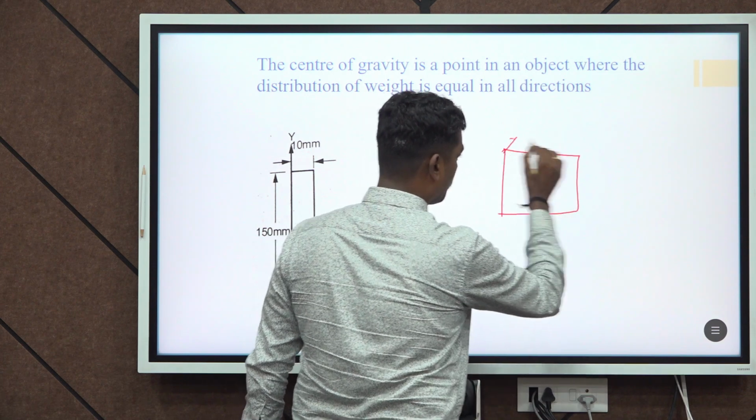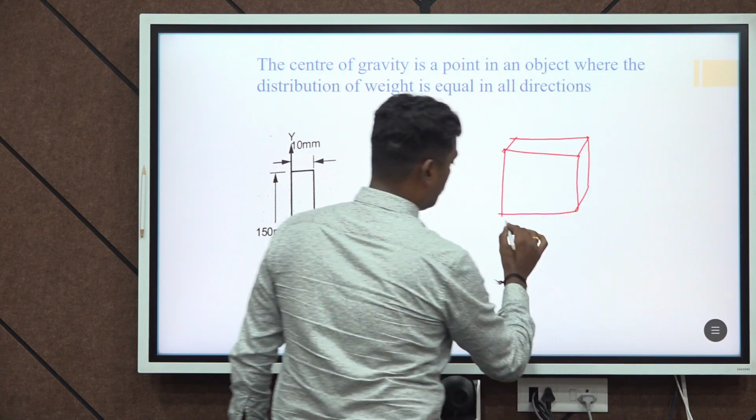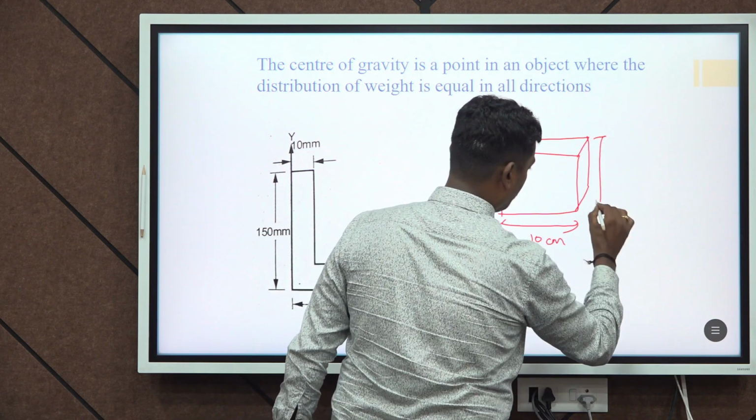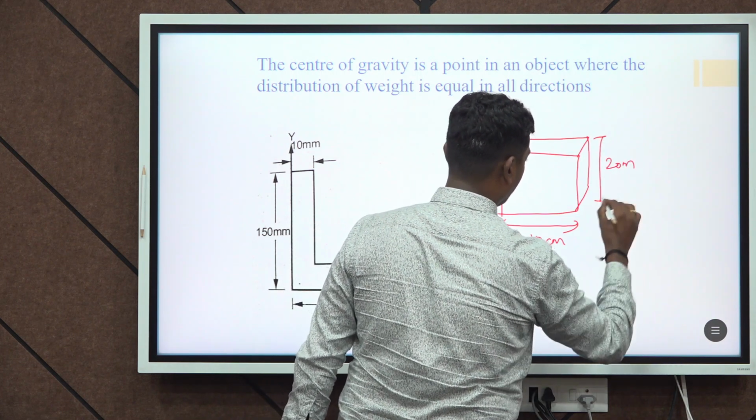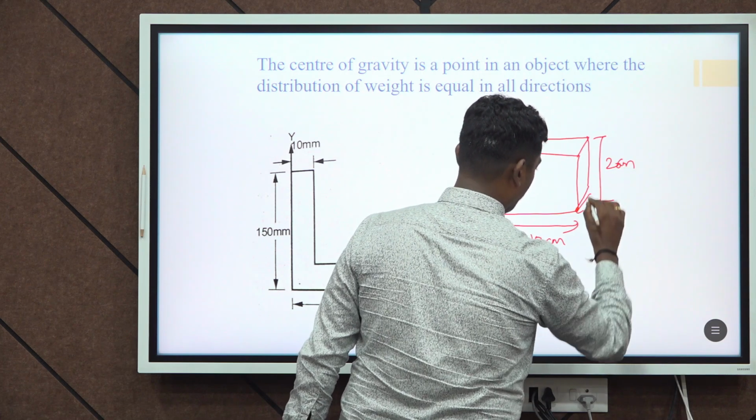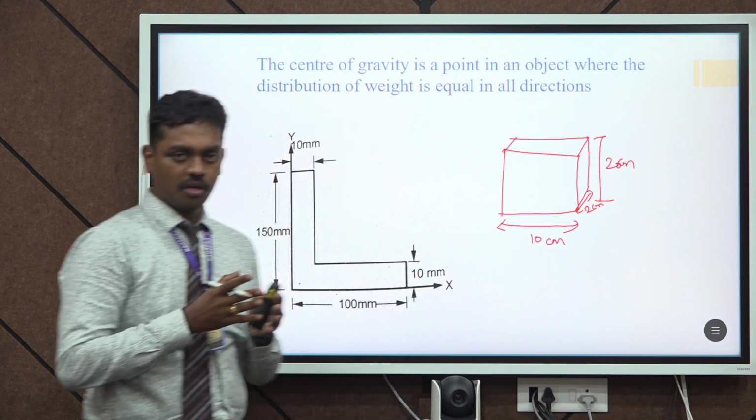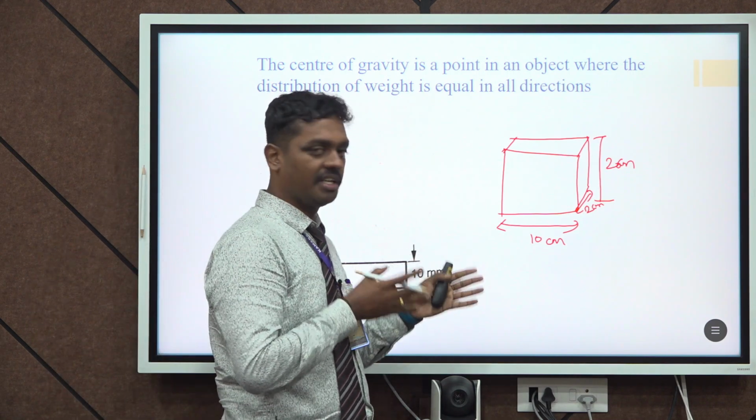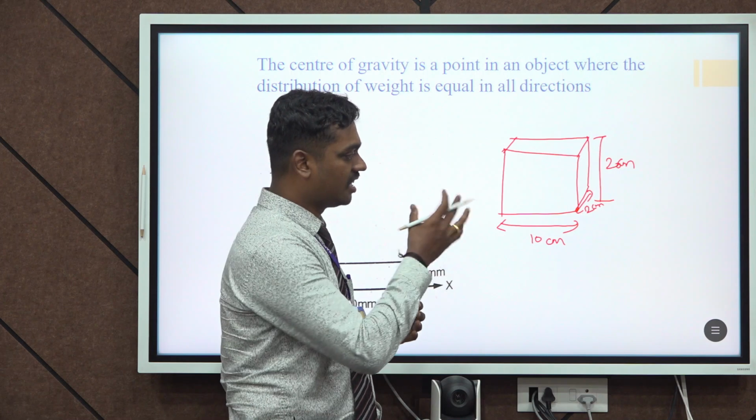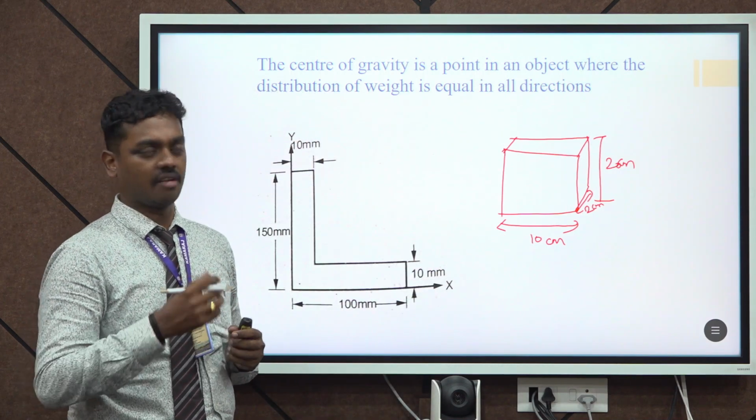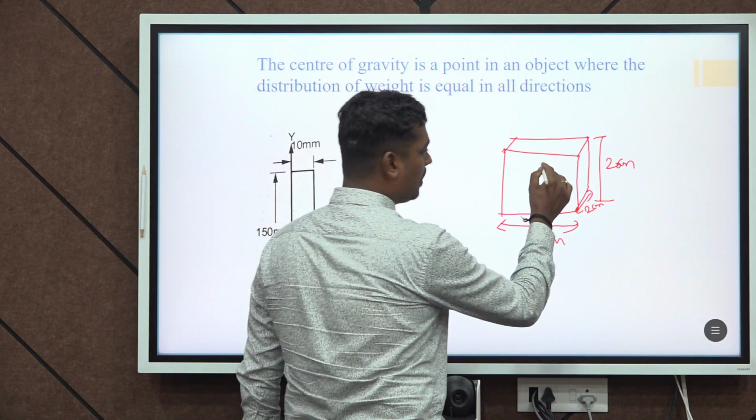In simple terms, let us consider a book as an example. There is a book which has a length of 10 centimeters, a height of 20 centimeters, and a thickness of, let us consider, 2 centimeters. So how do we find the center of gravity? The center of gravity can be placed anywhere.